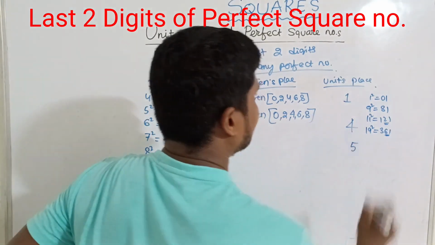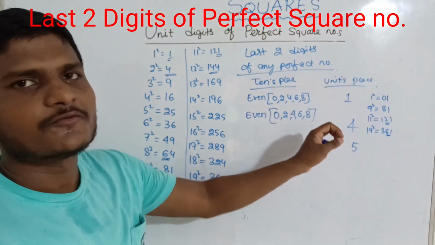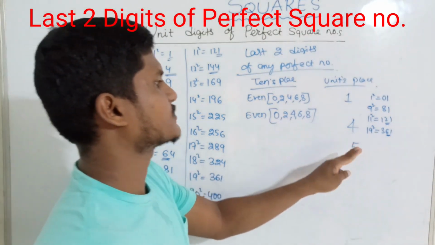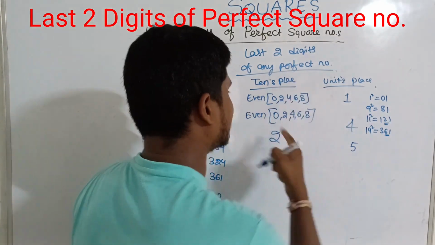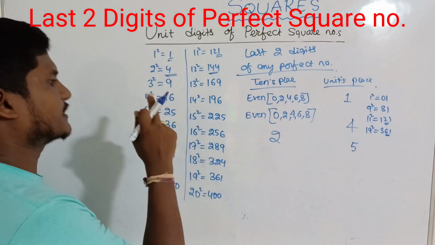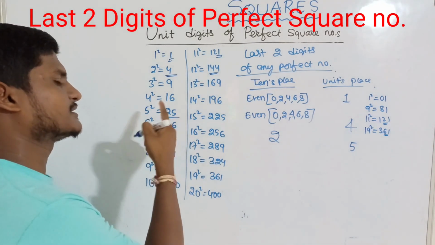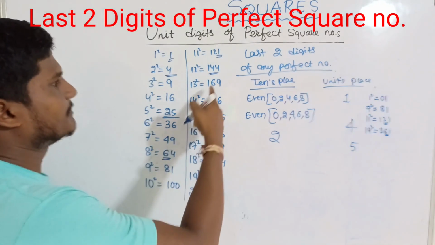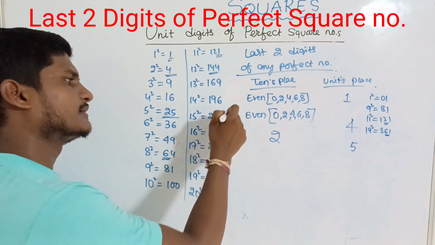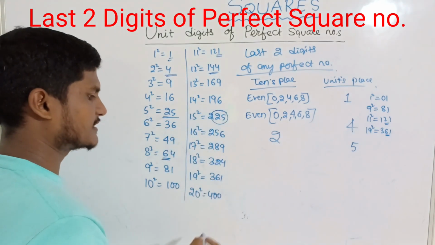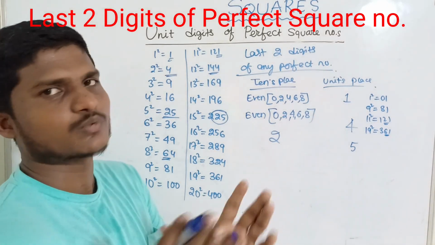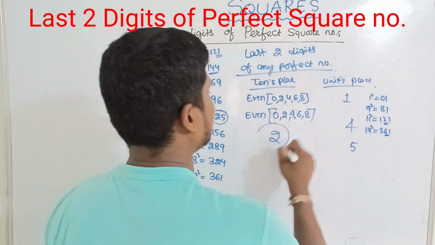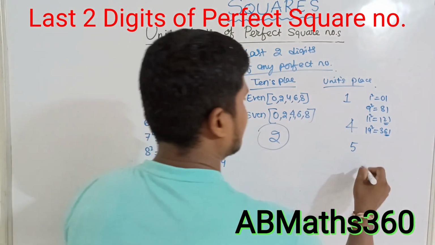And 5. If you get 5 in the unit place of any perfect square, you will always get 2 as the tens place. 5 squared is 25, tens place 2, and 15 squared is 225, the tens place is fixed. So 25 squared is 625, and 35 squared is 1225. Also the tens place is always 2.